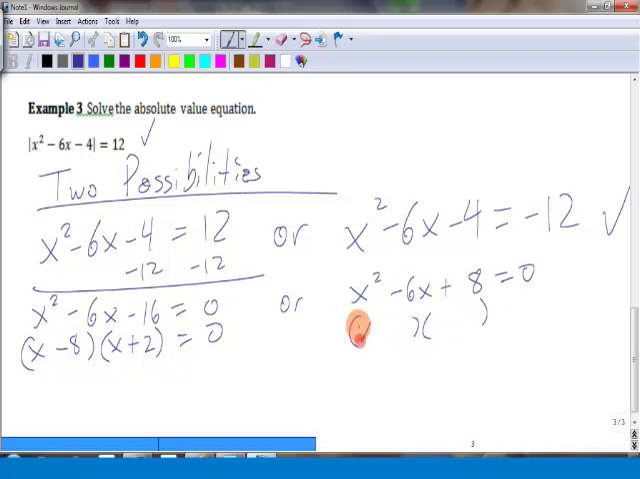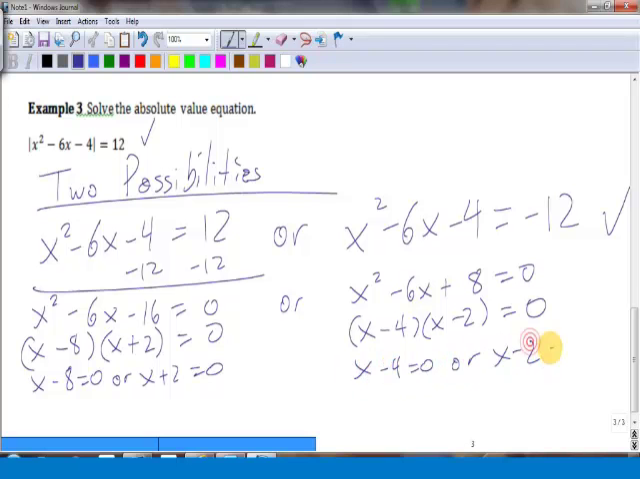And over here, x minus 4, x minus 2. That'll give us the negative 6x in the middle. x minus 8 equals 0, or x plus 2 equals 0. x minus 4 equals 0, or x minus 2 equals 0. x equals 8, or x equals negative 2, or x equals 4, or x equals 2.